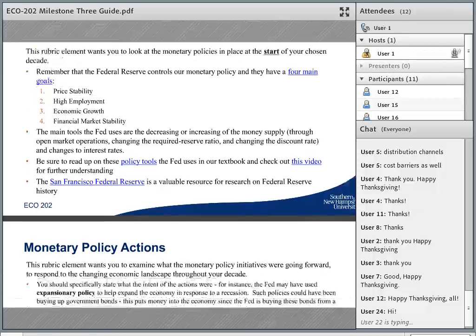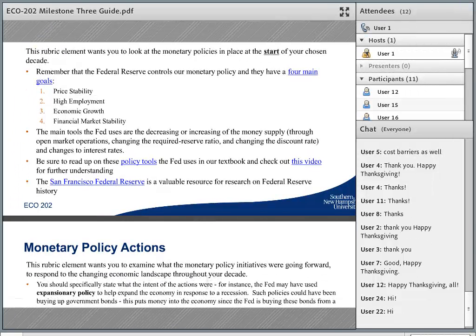So the first place to look for this slide and for the next slide on the follow-up policy actions that happen throughout the rest of your time period is to go to the Federal Reserve itself. You can find their minutes, and you can also find their own research on what they've done. So we've got a link here to the San Francisco Federal Reserve. That's one of the Federal Reserve locations.